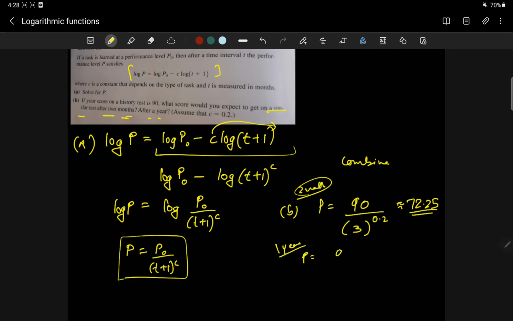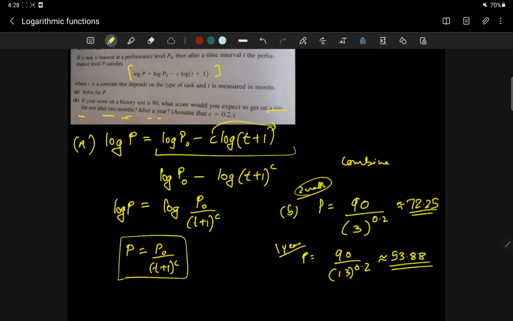After 1 year, this is going to be 90 over 12 plus 1, which is 13 to the power 0.2. So let me find that. It's going to be 13 to the power 0.2, and that actually comes out to 53.88. So that's a pretty drastic reduction, right?